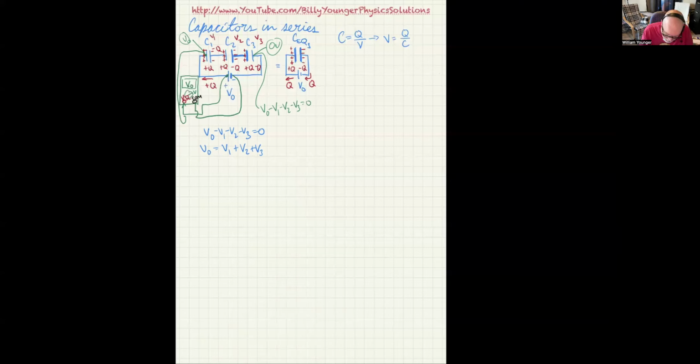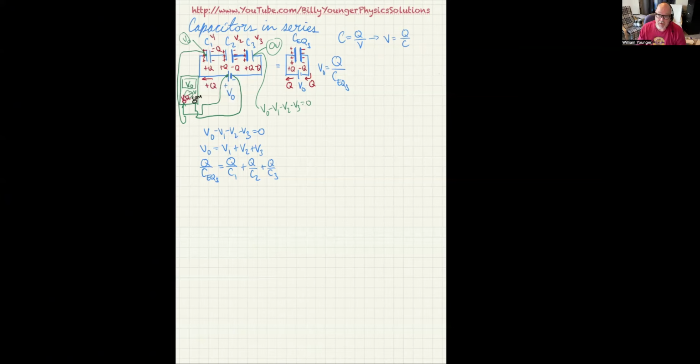Now I can use C equals Q over V in this format to actually elucidate that V0 equals V1 plus V2 plus V3. When I do that, what I get is looking at the rightmost circuit, I can see immediately that V0 is equal to Q divided by C equivalent series. So I'm going to write Q over C equivalent series is equal to Q over C1 plus Q over C2 plus Q over C3. So now we have the formula. Obviously, there's a common factor of Q through all of that, so I can cancel that out.